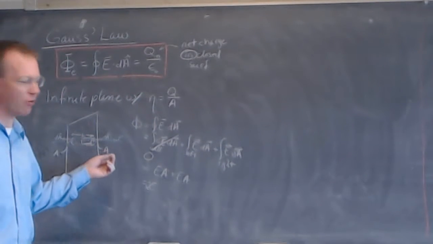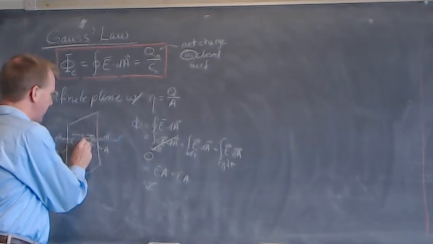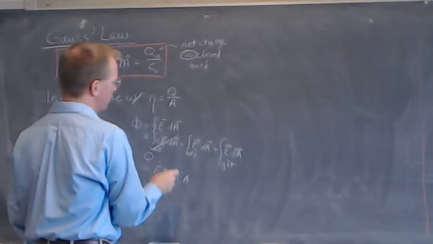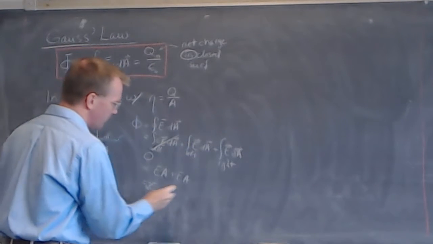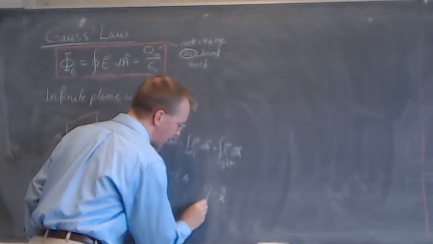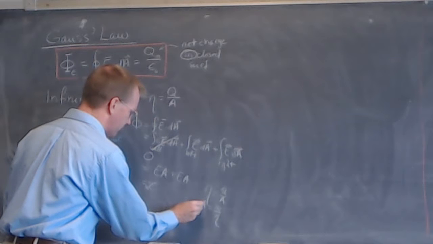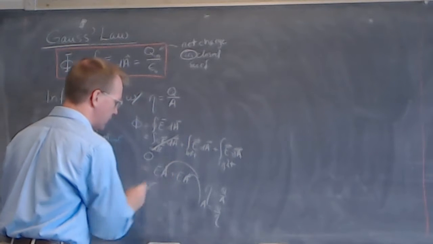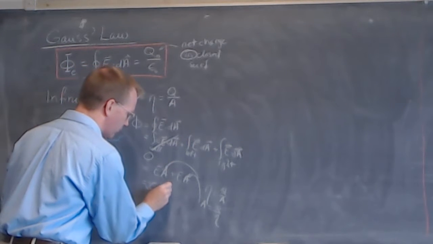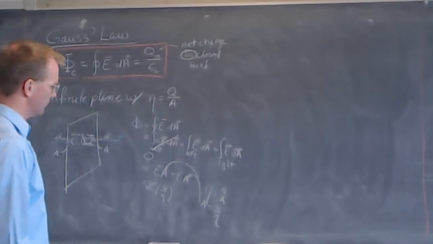Of course, this is an arbitrary cylinder of an arbitrary radius, but it encloses an amount of charge here, where if eta equals Q over A, then A equals Q over eta. I'll put that in here and here. Okay.